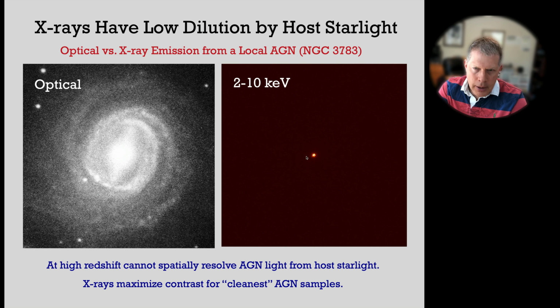extremely important, because when you conduct surveys out at high redshift, this is a local AGN, this is very well spatially resolved, but at high redshifts you don't have the luxury of being able to spatially resolve the AGN light from the host galaxy light, and so you need a form of finding AGNs in the distant universe that maximizes contrast between black hole light and starlight. X-rays give you that, and thus they give you the cleanest AGN samples.